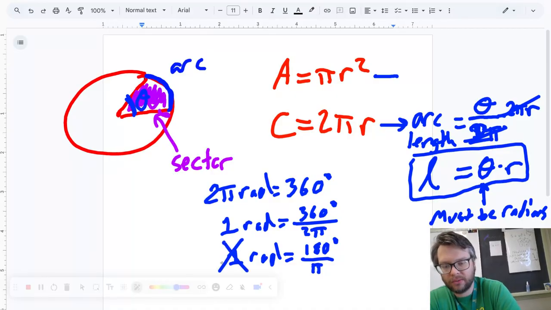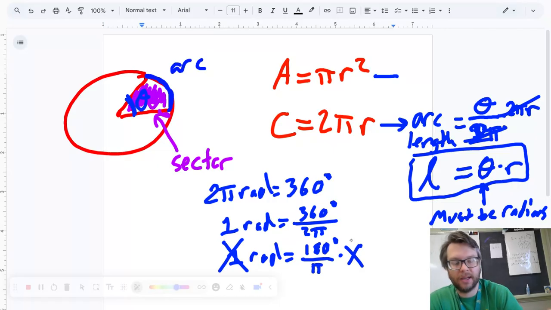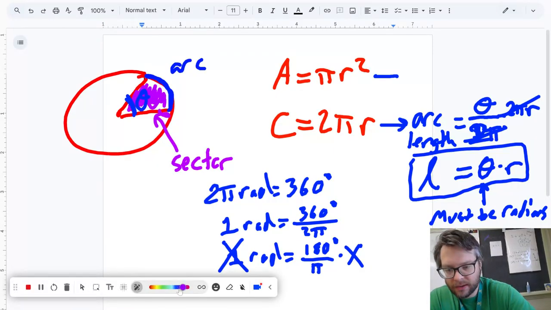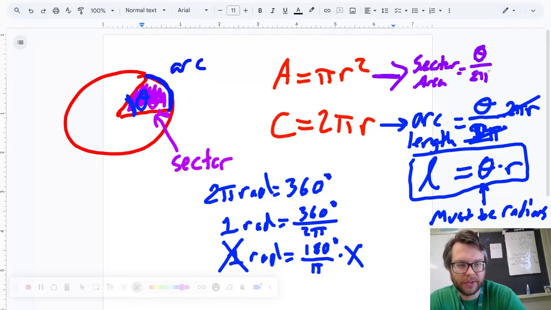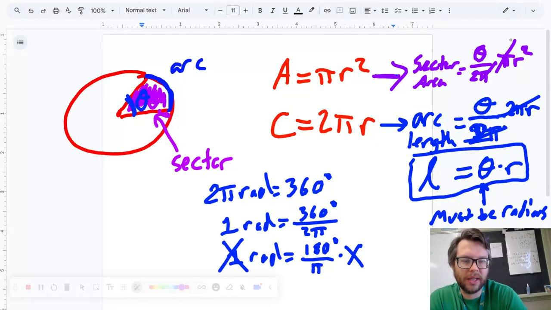If you wanted to know x radians, you'd multiply both sides by x. Okay. Now instead of the arc length, what if I was looking at the sector? Then I'm going to take the area, and I'm going to do basically the same thing: the sector area is theta over 2 pi, the fraction of the circle you're looking at, times pi r squared. Similarly, you can cancel out the pi's, but there's no 2 to cancel out.